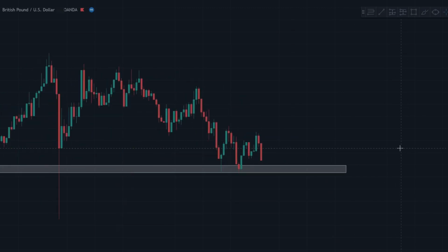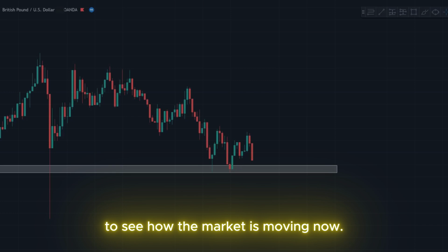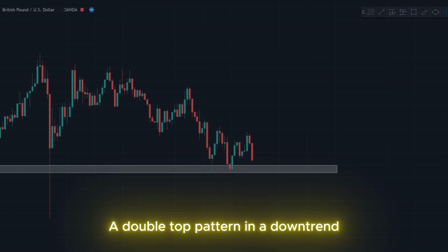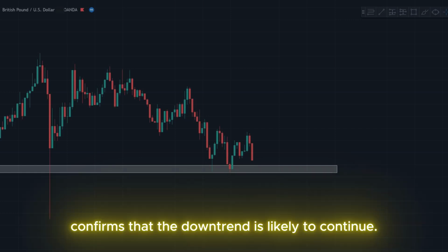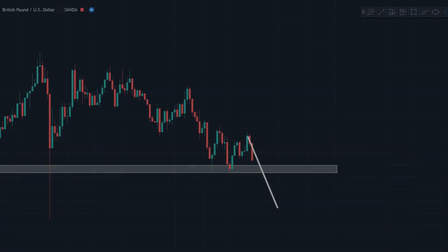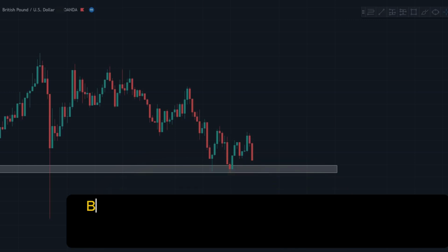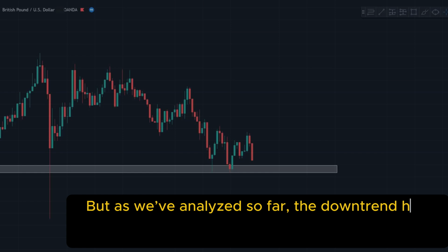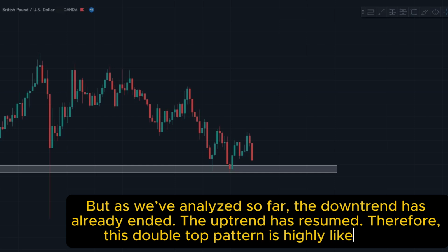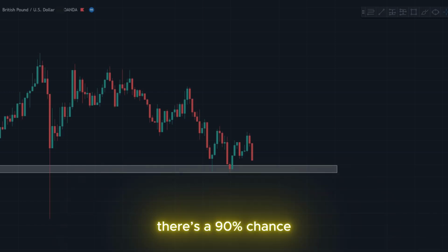Let's look at this and analyze to see how the market is moving now. If you look here, you can notice this is a double top pattern. A double top pattern in a downtrend confirms that the downtrend is likely to continue. And when we encounter a double top pattern like this, usually the price will plunge back down through this key level. But as we've analyzed so far, the downtrend has already ended. The uptrend has resumed. Therefore, this double top pattern is highly likely to fail. And if this double top pattern fails, there's a 90% chance that the market will reverse into an uptrend.